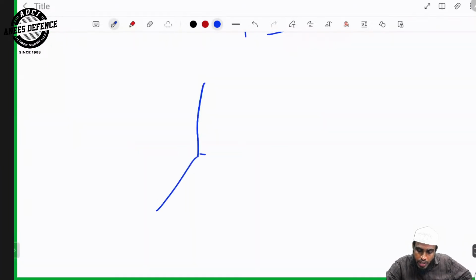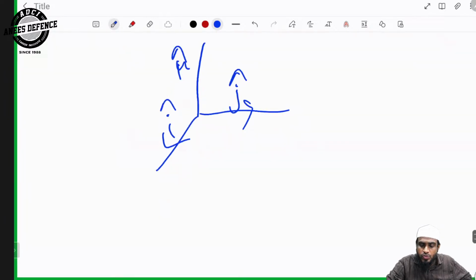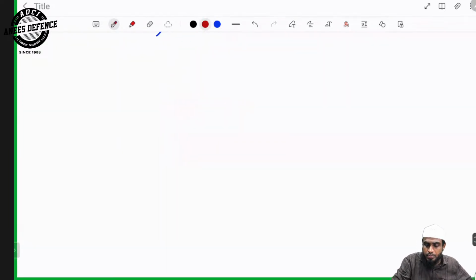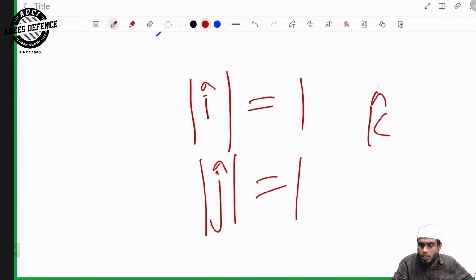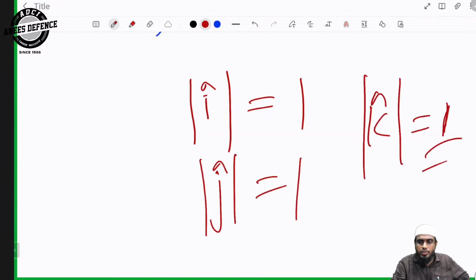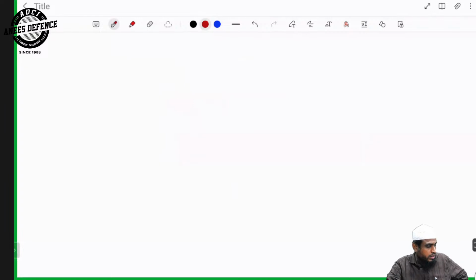So I, J, K are the unit vectors along X, Y, Z direction. So if I is a unit vector, what is the magnitude of I? 1. If J is a unit vector, what is the magnitude of J? 1. If K is a unit vector, what is the magnitude of K? 1. So I, J, K, these are the vectors with the unity magnitude along the direction X, Y, Z respectively. That is the idea about I, J, K.